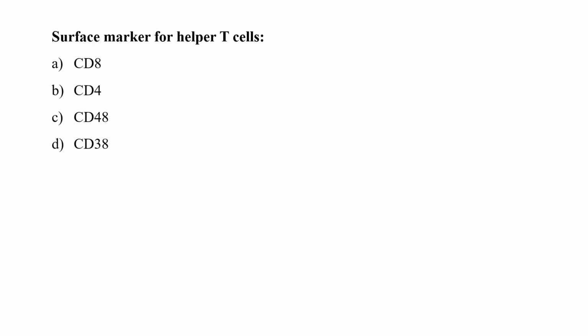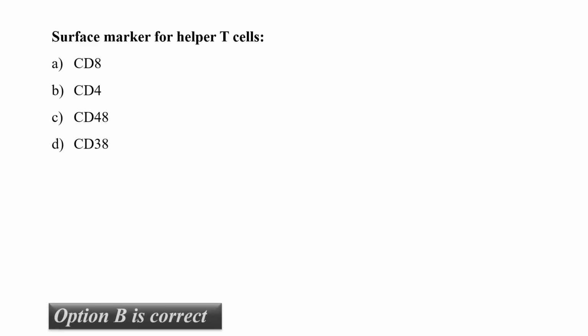Surface marker of helper T cells is CD8, CD4, CD48, or CD38? CD4 is a characteristic CD, or cluster of differentiation, for TH cells, while CD8 is a marker of cytotoxic T cells. All T cells, whether helper T cells, cytotoxic T cells, or Treg cells, contain CD3 as a marker of all T cells. So the whole T cell lineage will have CD3. Specific marker for helper T cells is CD4. Specific marker of cytotoxic T cells is CD8.